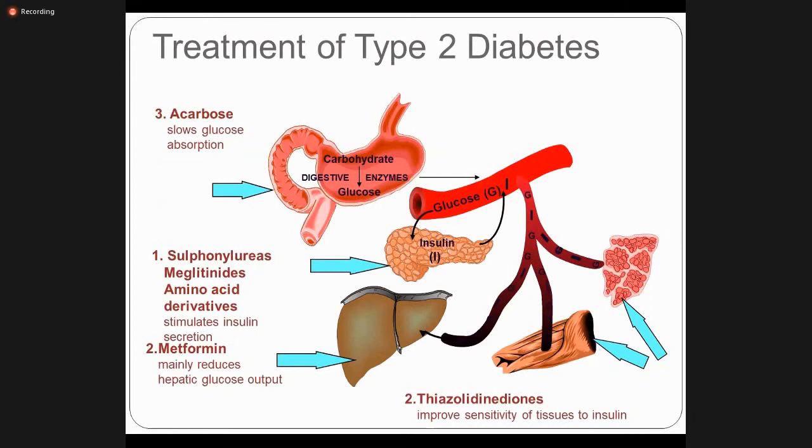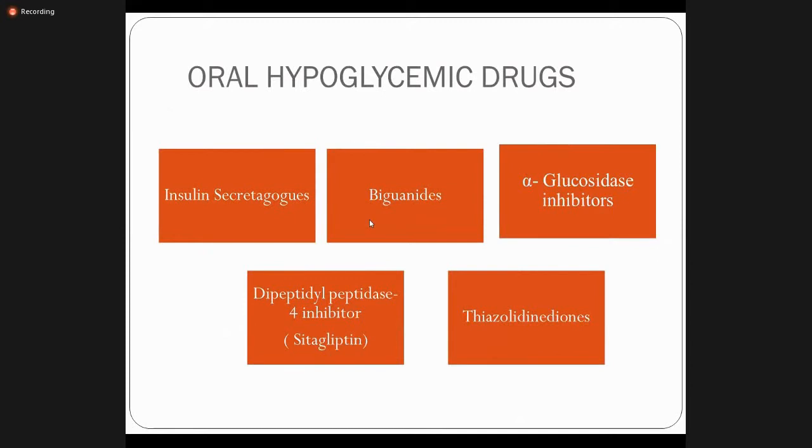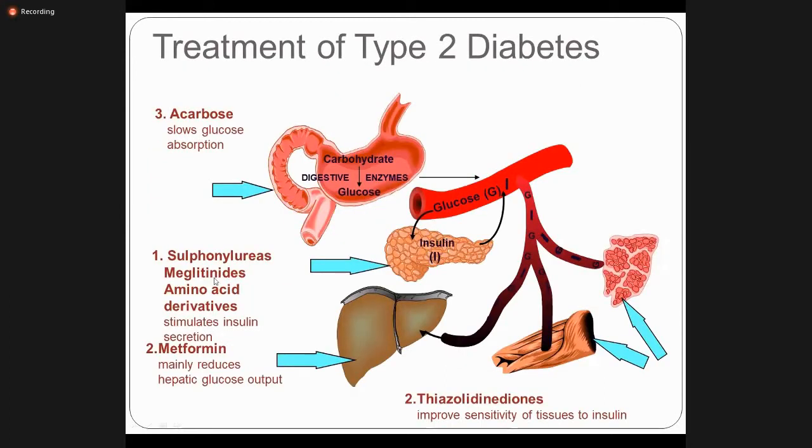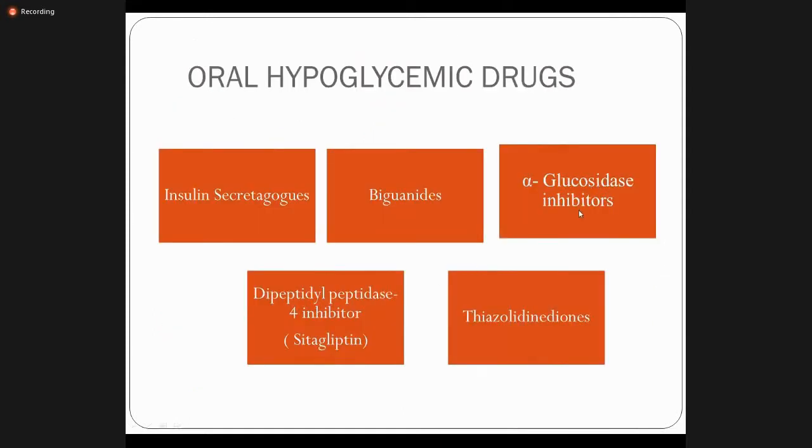So at least you must know the classification, right? Sulfonylureas, meglitinides, amino acid derivatives: these are insulin secretagogues. So they stimulate insulin secretion. Second, metformin: that belongs to which group? The biguanides group. So, insulin secretagogues: we have sulfonylureas, meglitinides, amino acid derivatives. And the third one is acarbose. Acarbose is the example of an alpha glucosidase inhibitor.